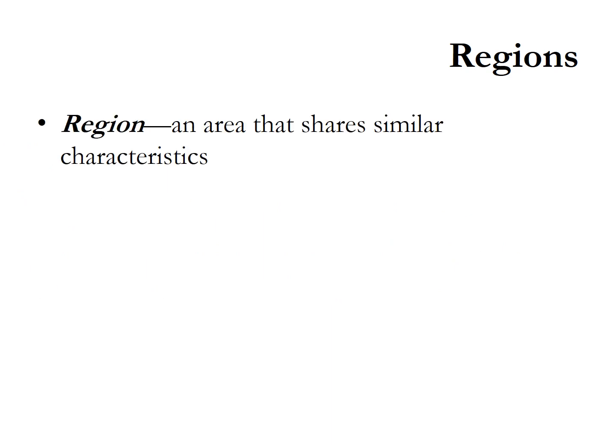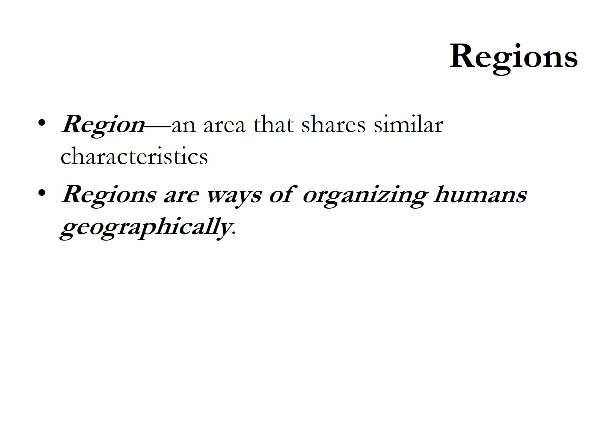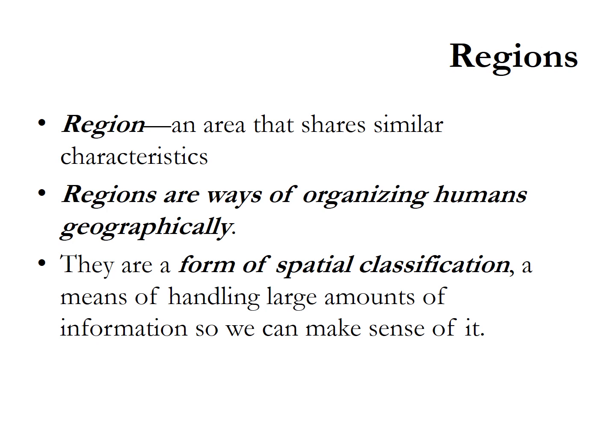So, what is a region? A region is an area that has similar characteristics, right? It is a way that we can organize humans and whatever they're doing in some type of classification. It just makes it easier for us to see, right? And we call this a spatial classification. In a space, we are organizing a certain thing. So there are different types of regions to help us solve different questions that we may have.